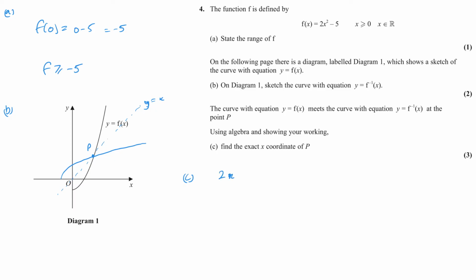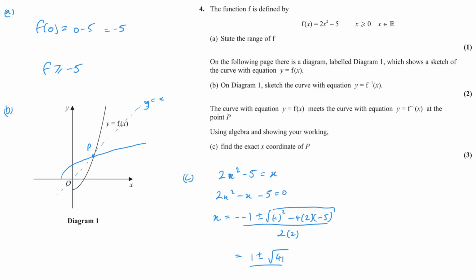So 2x squared minus 5 equals x. So 2x squared minus x minus 5 equals 0. So x equals, now this doesn't factorize, so minus b plus or minus square root b squared minus 4 times a times c all over 2a. So that's going to be 1 plus or minus square root of 41 over 4. Now it says find the exact coordinate. Now we know that this is going to be a positive coordinate. Okay, obviously these two might meet another place if the function wasn't greater than or equal to 0.